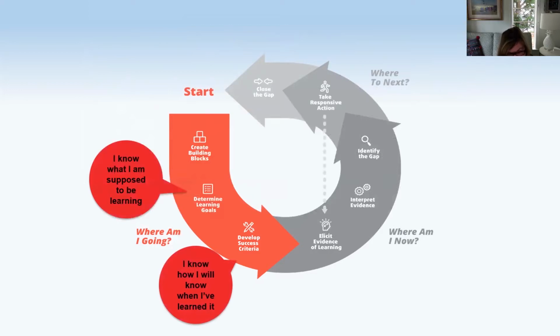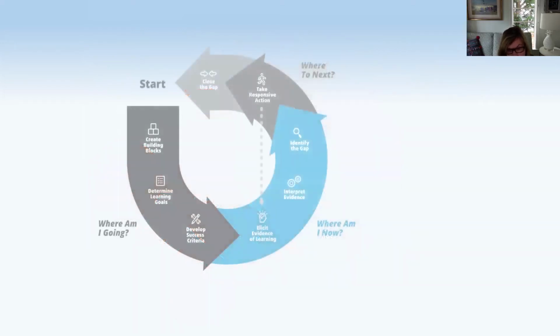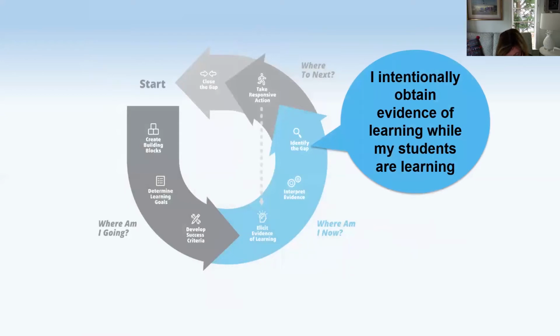Where am I going? So if we move to the next question, where am I now, in the blue zone, the whole point of this area of the feedback loop is to obtain evidence of learning. So from a teacher's perspective, the teacher is intentionally planning how he or she is going to obtain evidence of learning while the students are learning.